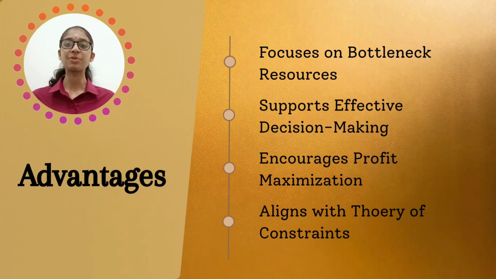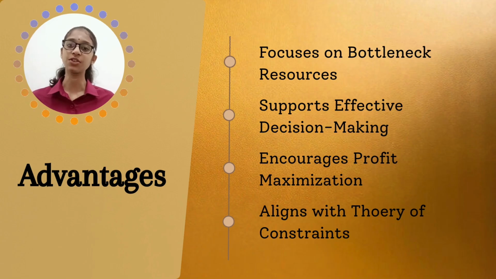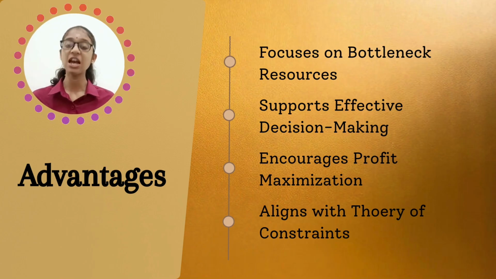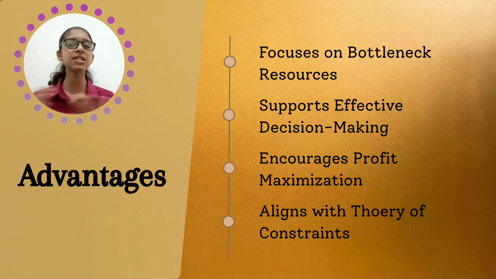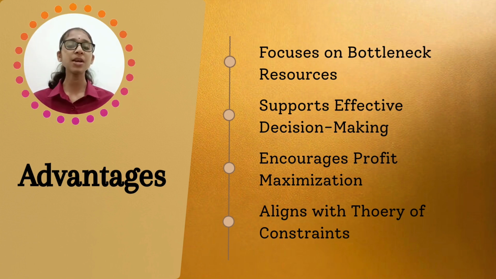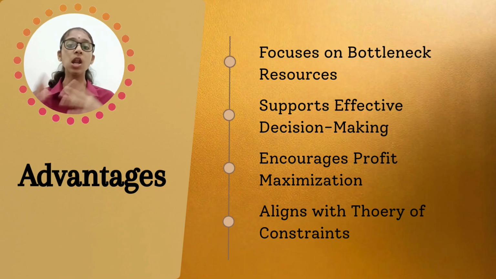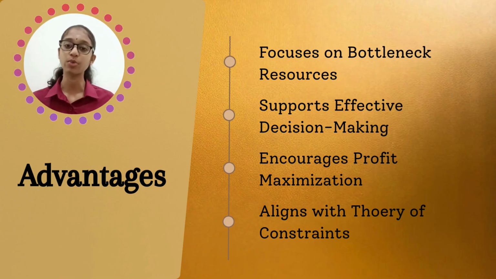Now I'm going to explain the advantages and disadvantages of the throughput accounting ratio (TPAR). The main advantage of TPAR is that it focuses on the efficient use of constrained resources. Since bottlenecks limit the production capacity of a company, managers need to ensure that these resources are used in the most productive way possible. TPAR helps identify which products generate the highest return per hour of the bottleneck resource, allowing managers to prioritize those products.